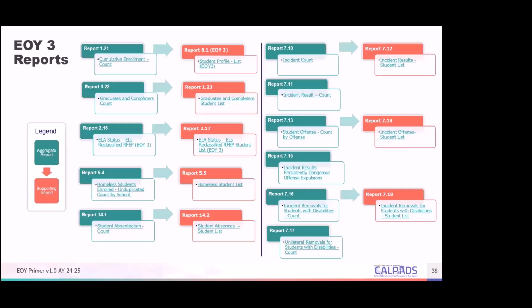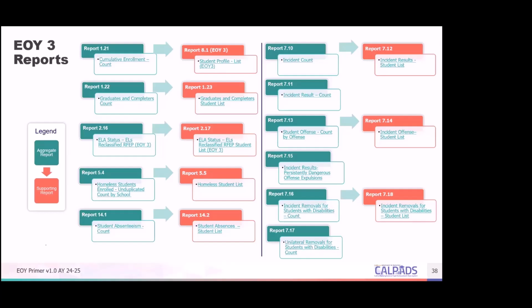Let's now turn to our End of Year 3 reports. And again, there are quite a few of them. End of Year 3 contains 11 aggregate reports, and End of Year 3 contains several supporting reports. These reports provide counts and lists for cumulative enrollment, graduates and completers, RFEP students, homeless students, student absenteeism, and incident data.